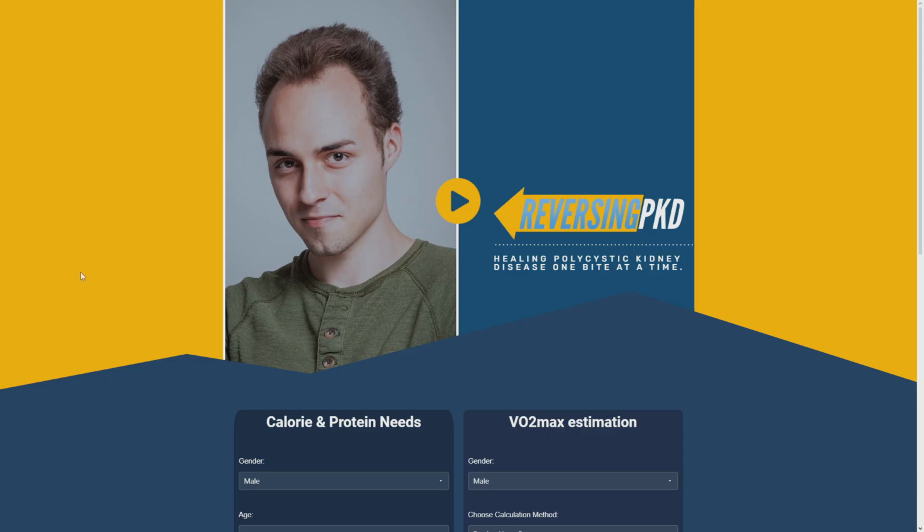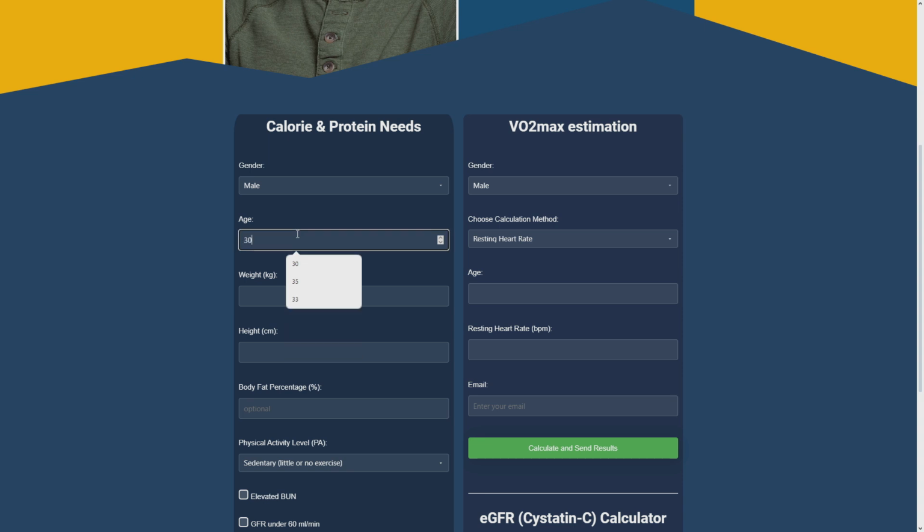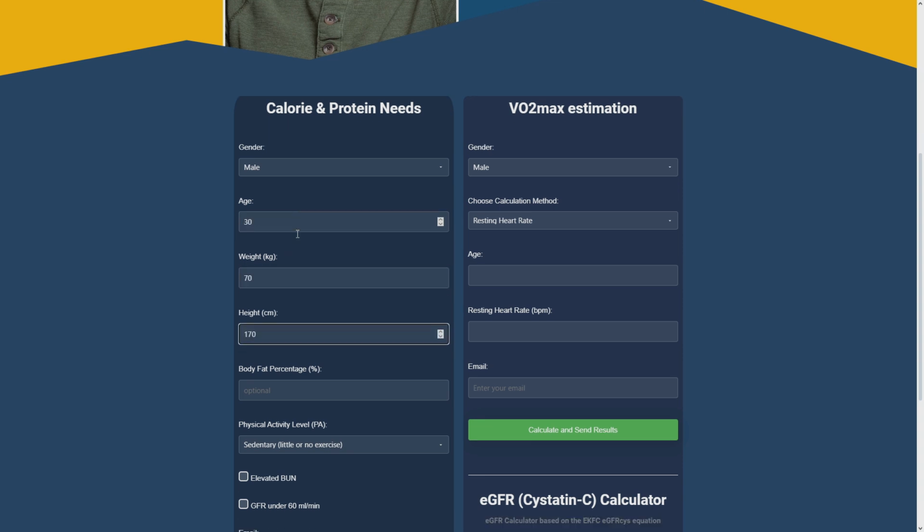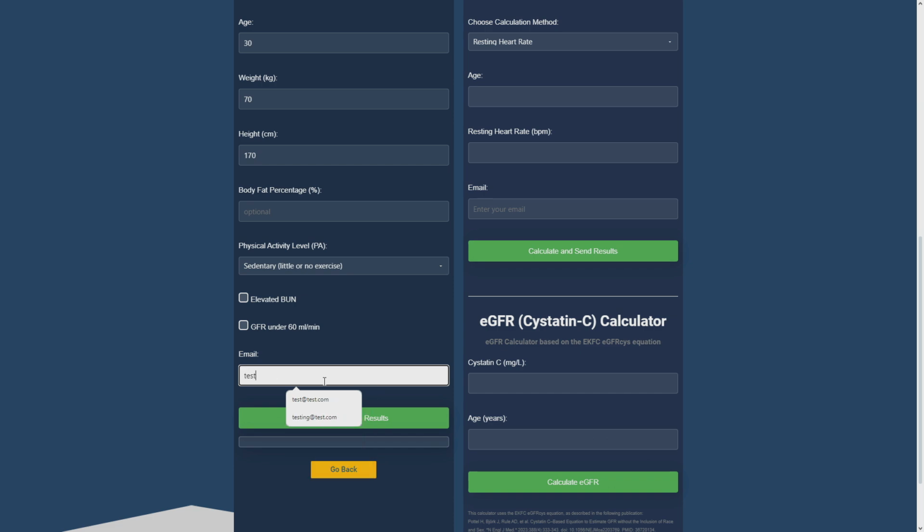reversingpkd.com/report. It will help you to very quickly get an estimate of what your calorie intake should be, what your protein intake should be, and how you would adjust it when you're doing regular exercise versus not, what your body fat percentage probably is, and also how you can adjust your protein intake if some of your blood results are out of range. We have two adjustments. We have one adjustment for elevated BUN or nitrogen in your blood, and also one adjustment for a GFR under 60 milliliters per minute.